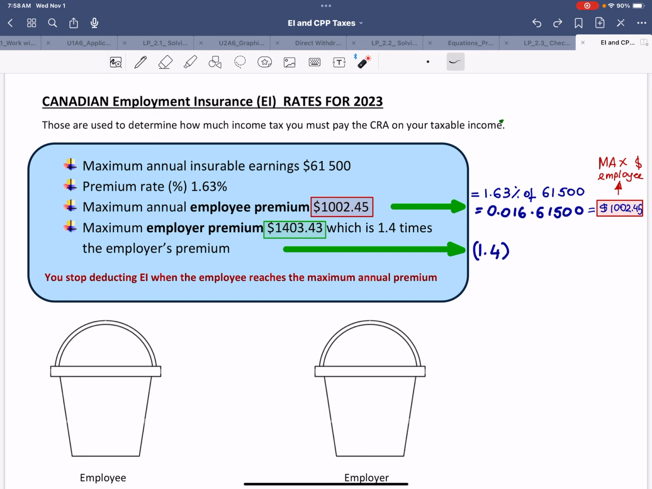If the employer pays 1.4 times what the employee pays, it means that the employer will pay 1.4 times 1.63%, or 2.28% of the salary of the employee. Now, 2.28% of 61,500, because that's the maximum insurable earning, will work out to be $1,403.33.